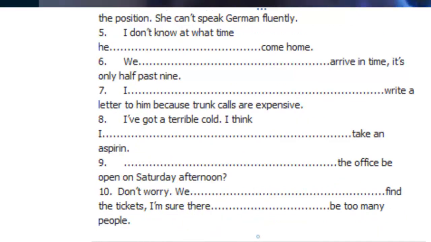Will the office be open on Saturday afternoon? Don't worry, we will find the tickets. I'm sure there will be too many people. Negative: there will not be too many people.